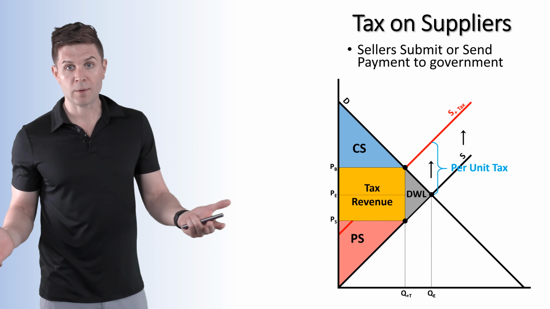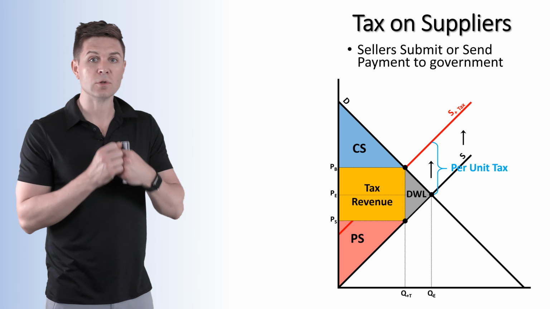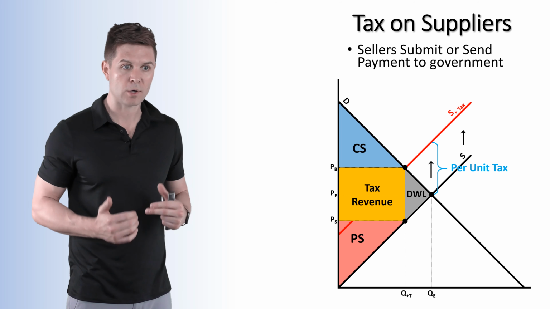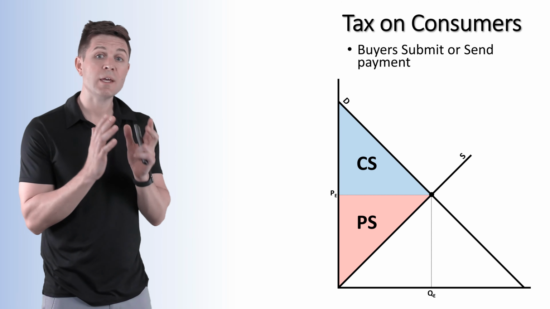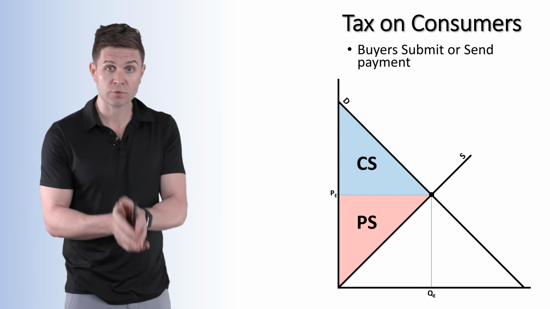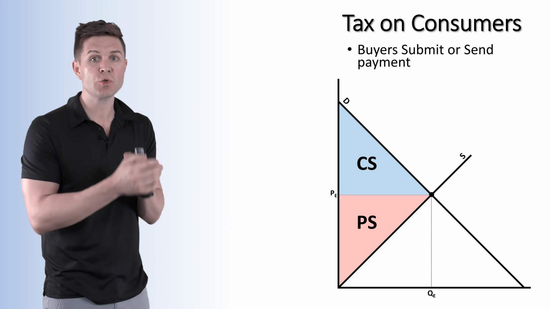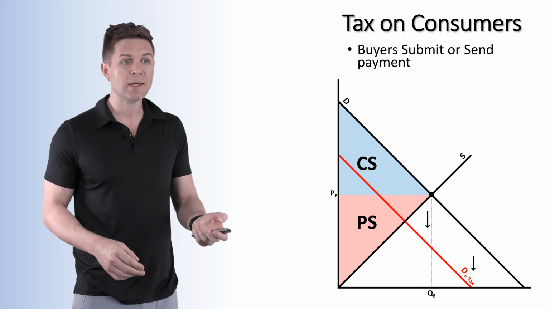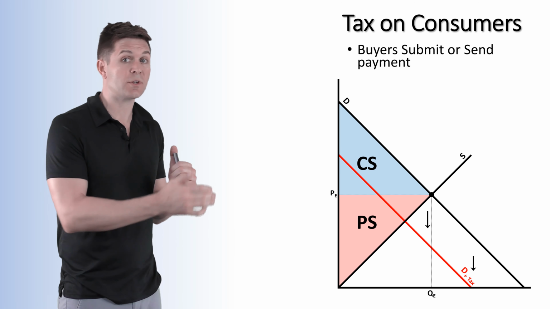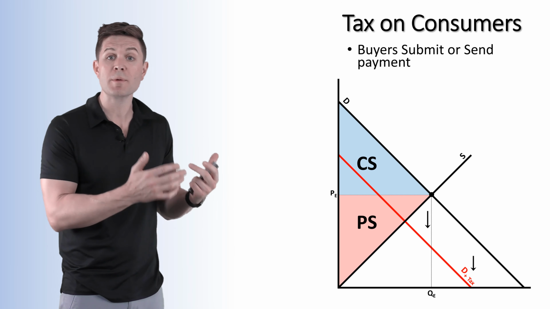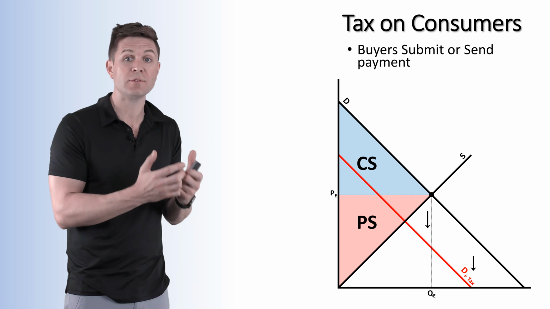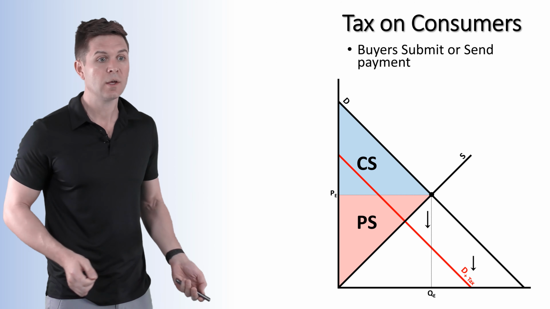Now, we also have our deadweight loss. Now, this area represents the lost surplus in this market. Now, alternatively, you can see a tax on the consumer, the buyer, where the buyer physically has to submit the payment to the government. Now, in this case, we'll see the demand curve shift to the left or downward because we're going to be buying less at every price level because price is going to be higher with that tax.